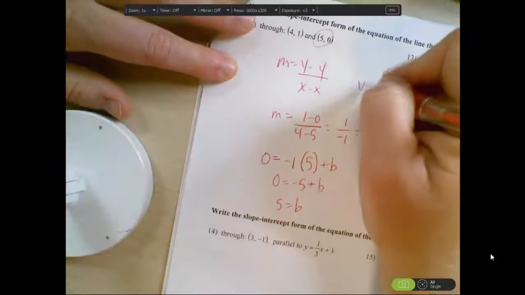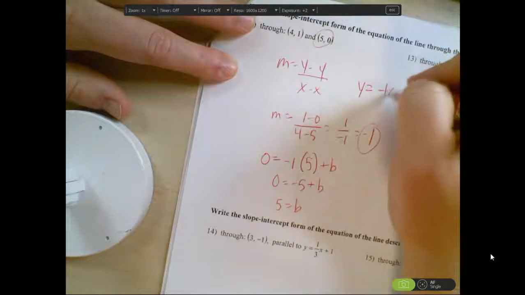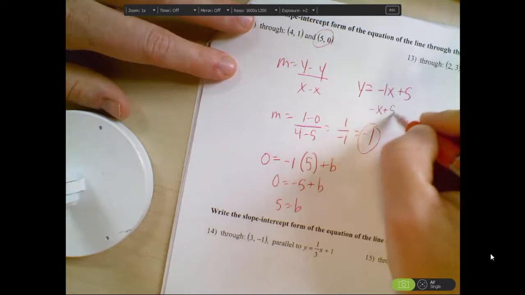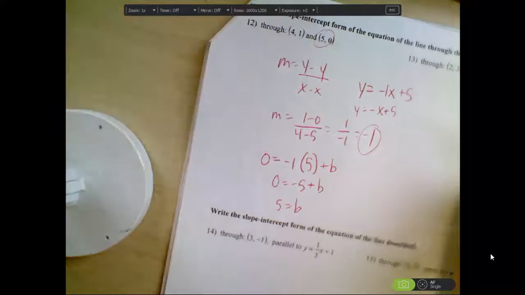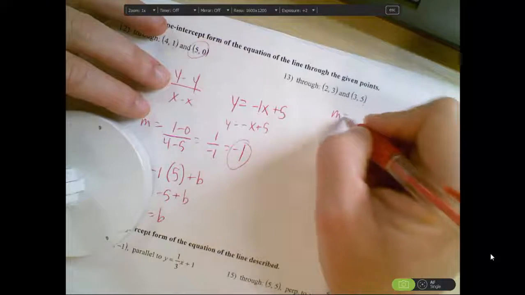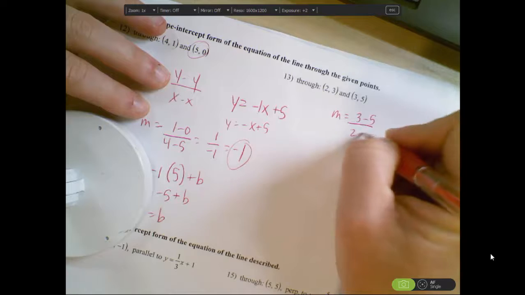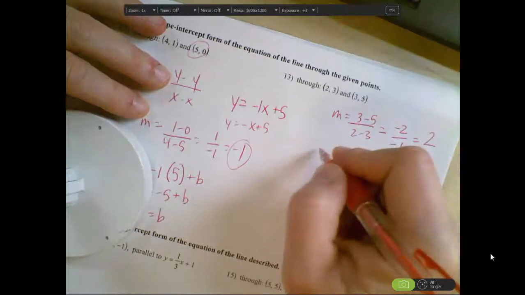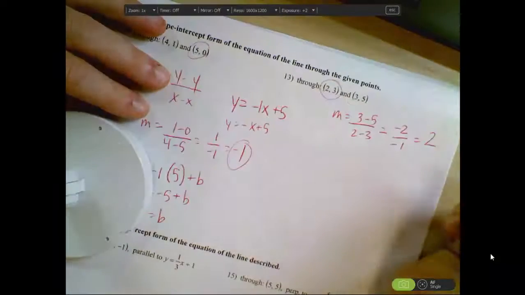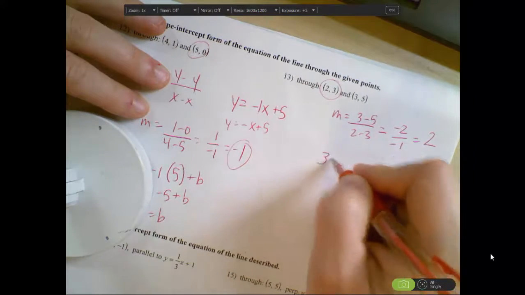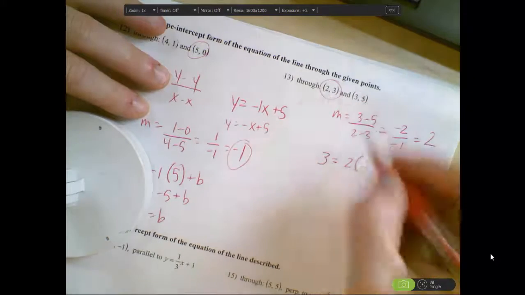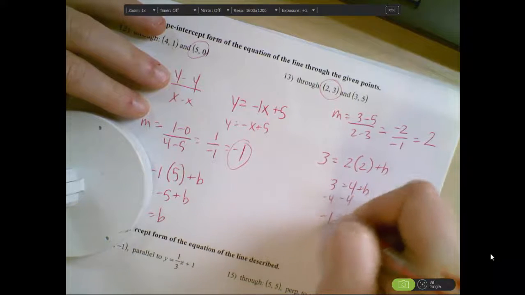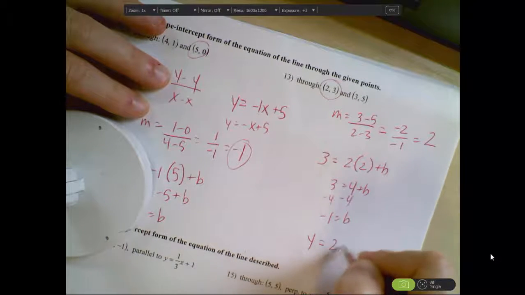So my equation is y equals mx plus b. Now again, you don't have to write the negative 1. You could have just written negative x plus 5. And that would have been fine. Over here, my m is y minus y over x minus x, which is negative 2 over negative 1, which is positive 2. I'm going to pick this point because neither one of them has a 0, so I'll just go with the first one. Y is 3, m is 2, x is 2, plus b. B is negative 1, so your equation is y equals 2x minus 1.